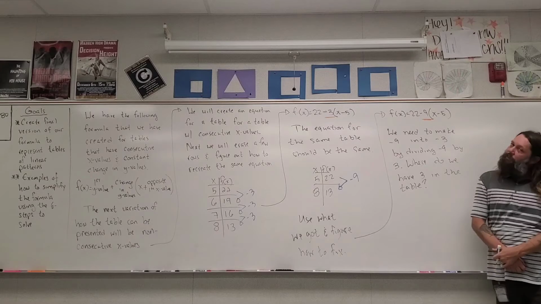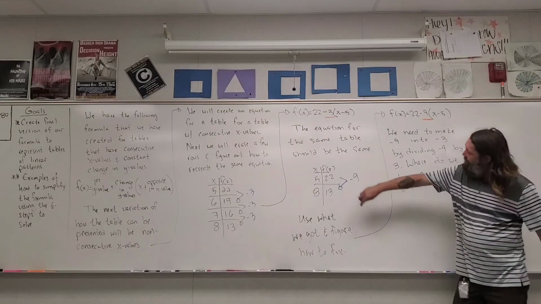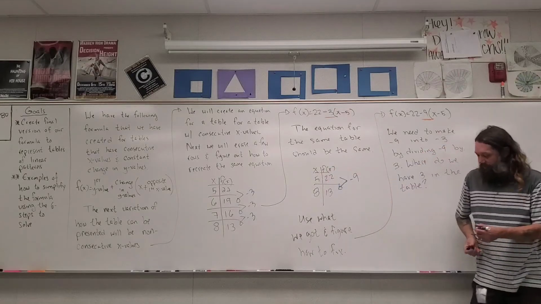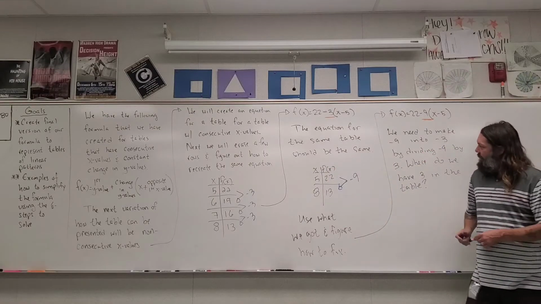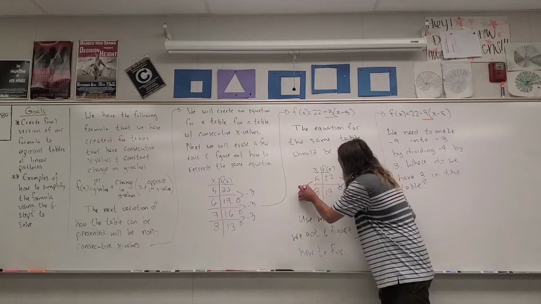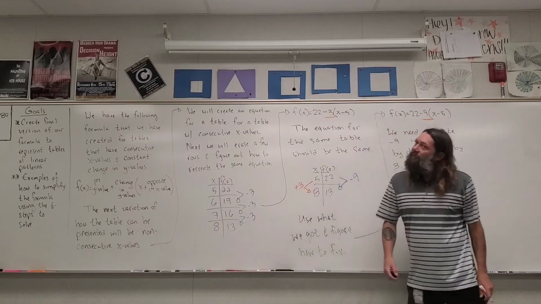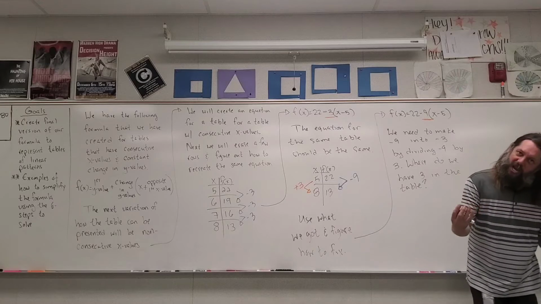All right, so where do we have 3 in the table? I don't have a 3 here, I don't have a 3 here, I don't have a 3 here, and I don't have a 3 here. But there is a 3, and here it is. I have to now introduce the change in x.